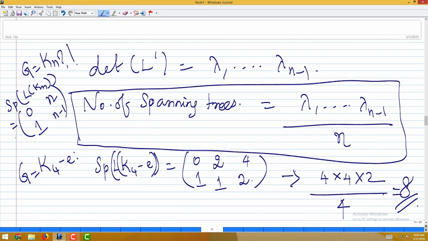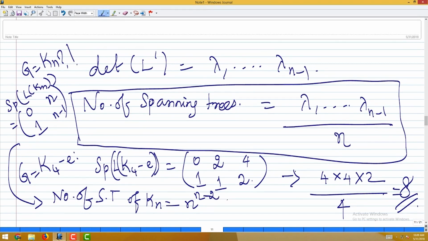So, that is going to be nothing but, from here I will just write it. The number of spanning trees of K_n is n to the power of n minus 1 divided by n, which is n to the power of n minus 2. What is this formula? Has anyone seen this? Yeah, the formula is called Cayley's formula.